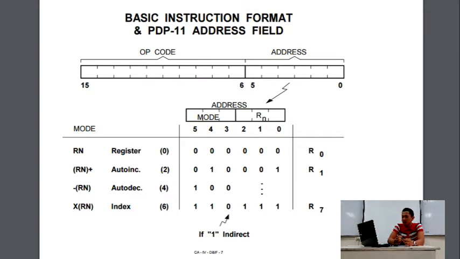Basic instruction format in PDP-11 address field. In a PDP-11 address field, we have an opcode and an address. In an address, we have a mode and a register. In a mode, we have register, auto-inc, auto-dec, and index. Register has the value of 000. In an auto-inc, we have a value of 010. In an auto-dec, we have a value of 100. And in an index, we have a value of 110.